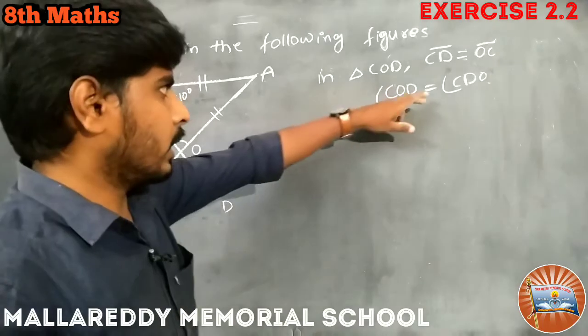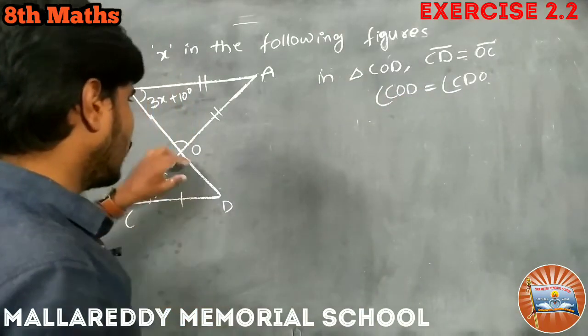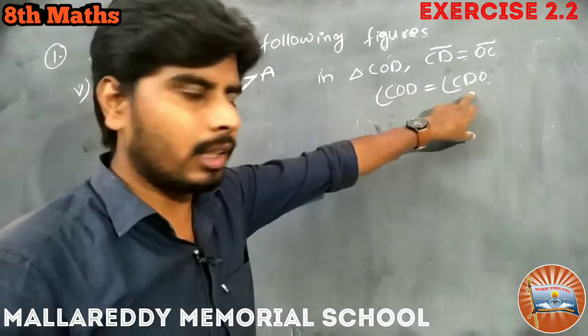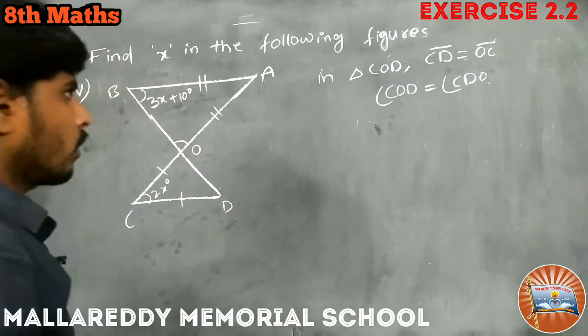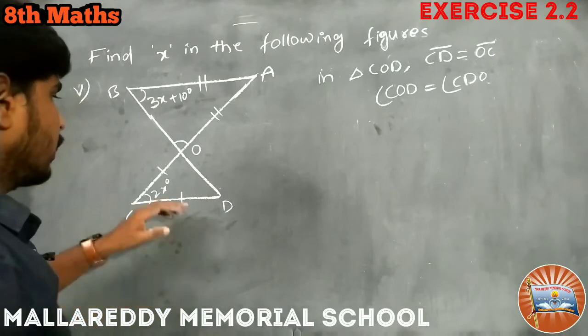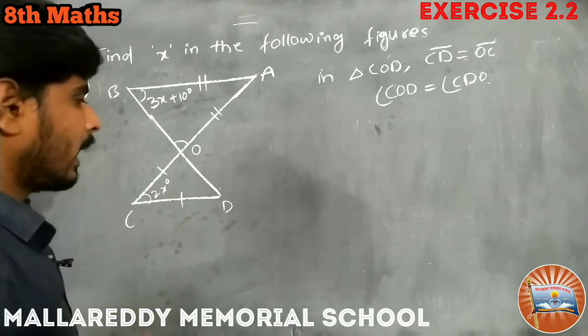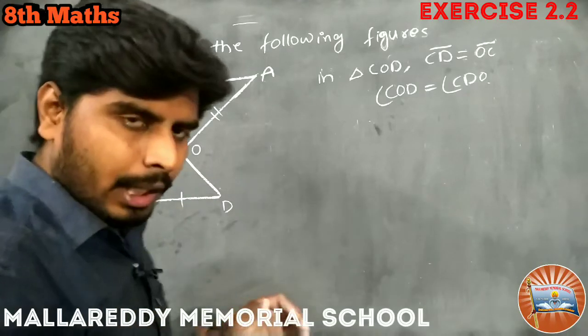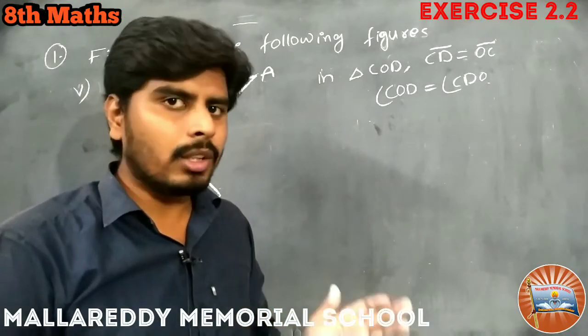So angle COD is equal to angle CDO. It means angle O is equal to angle D. Here the angle is at O, here the angle is at D. So what is the angle COD actually? We have one property: in a triangle, the sum of three angles is 180 degrees.